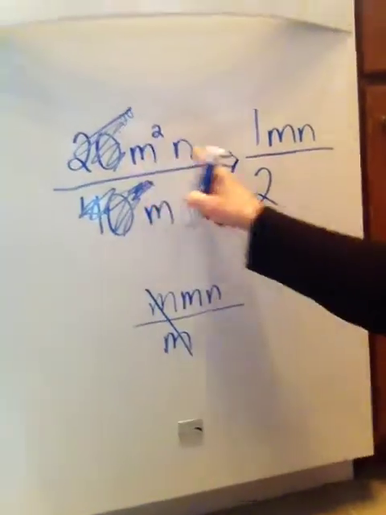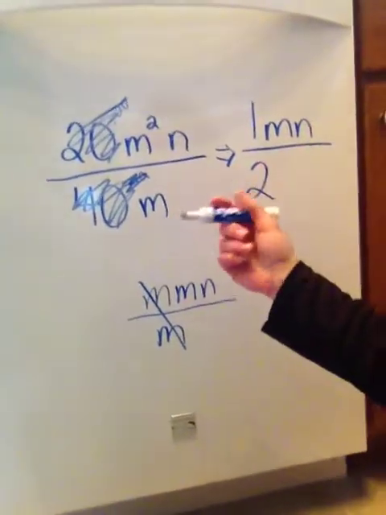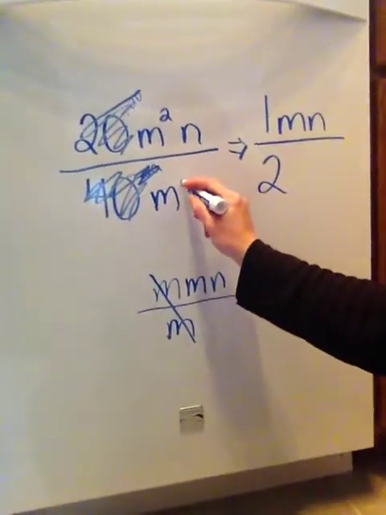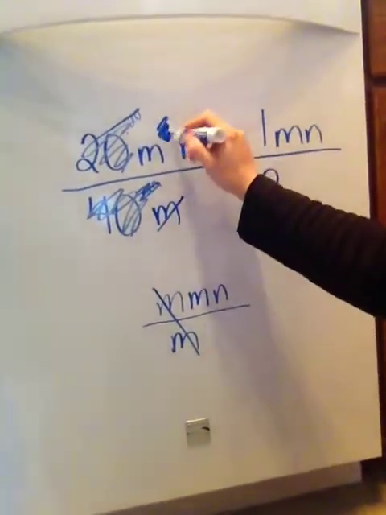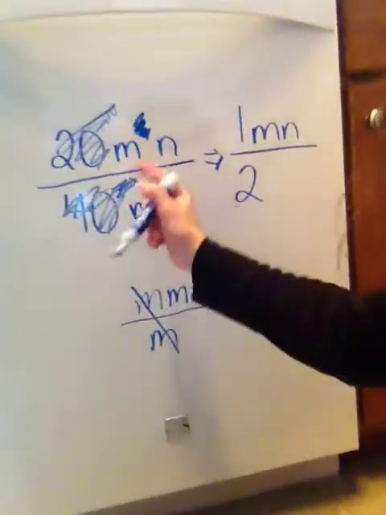So I've got an mn left upstairs. I like to do it like this: this m will cancel with an m up there, so I'm left with mn.